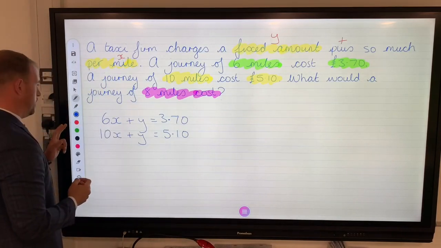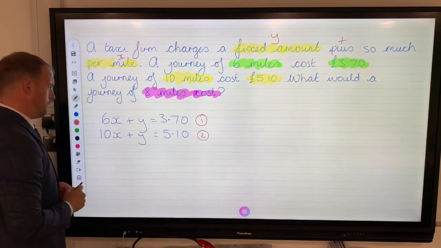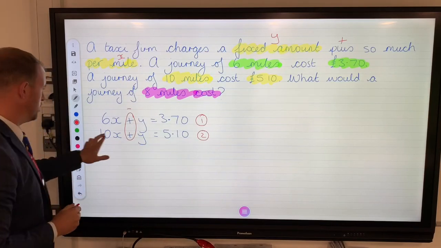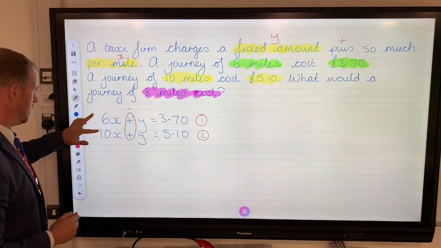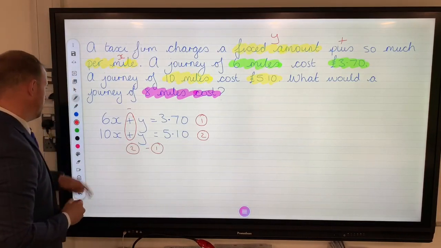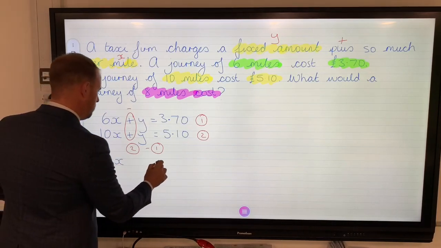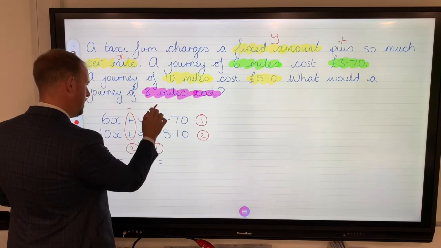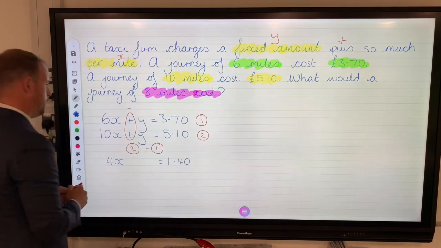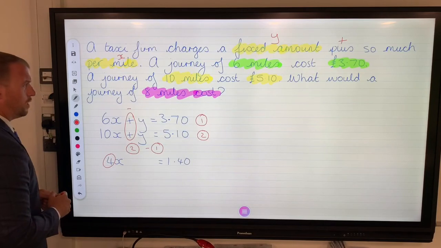Okay, so let's number them 1 and 2. Right, symbols are the same, then we've got to subtract. Right, the bottom number is slightly bigger, so let's flip them around. Let's do equation 2, subtract equation 1. So then 10x take away 6x is 4x. £5.10 take away £3.70 is £1.40.